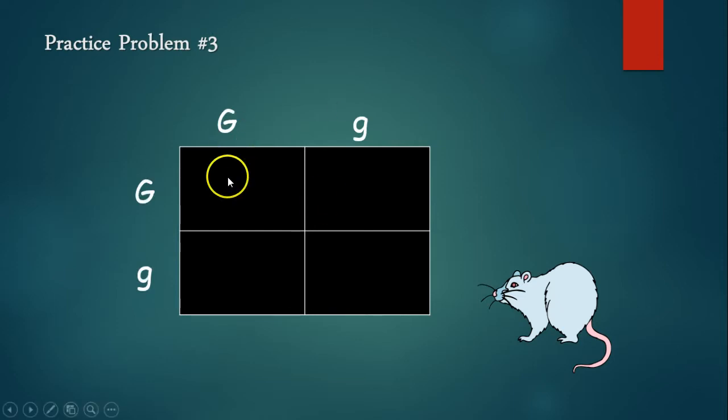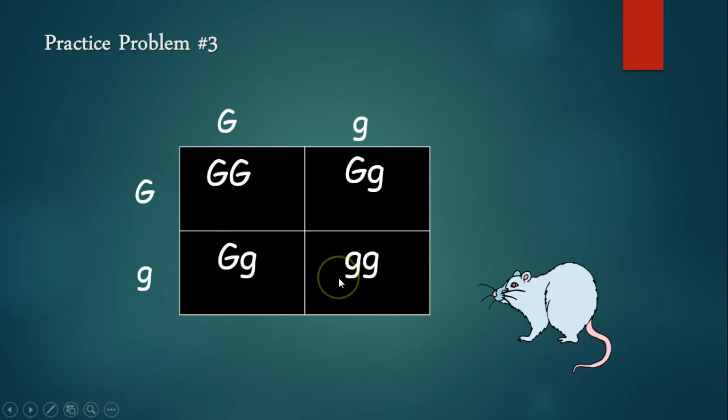Then, if you drop the top and slide the side, in this box we should have big G, big G. Next should be big G, little g. Our third box, drop the top, slide the side, should be little g, little g. And our fourth box is big G, little g.